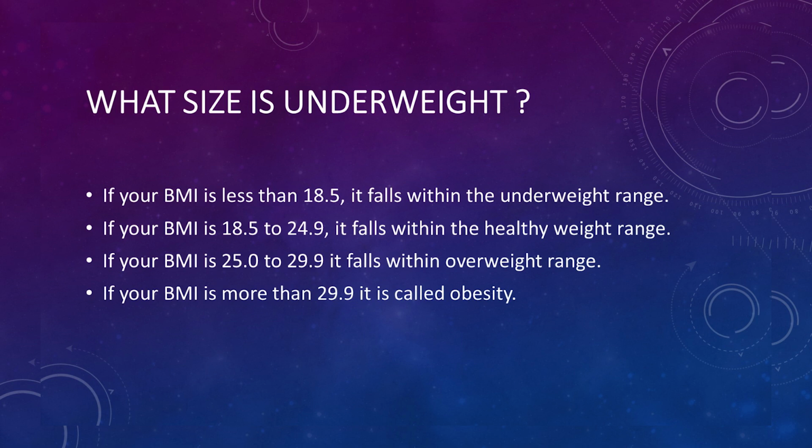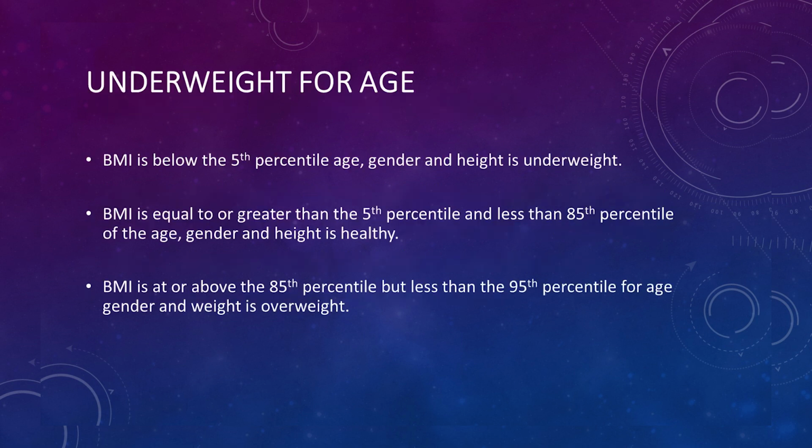When the body mass index, that is the weight in relation with the height, is 18.5 or below, it is called underweight. 18.5 to 24.9 is called a normal body mass index, and when it is between 25 to 29.9, it is overweight, and above that it is called obesity, that is extreme overweight. For a child, if BMI is below the 5th percentile for age, gender and height, it is underweight.